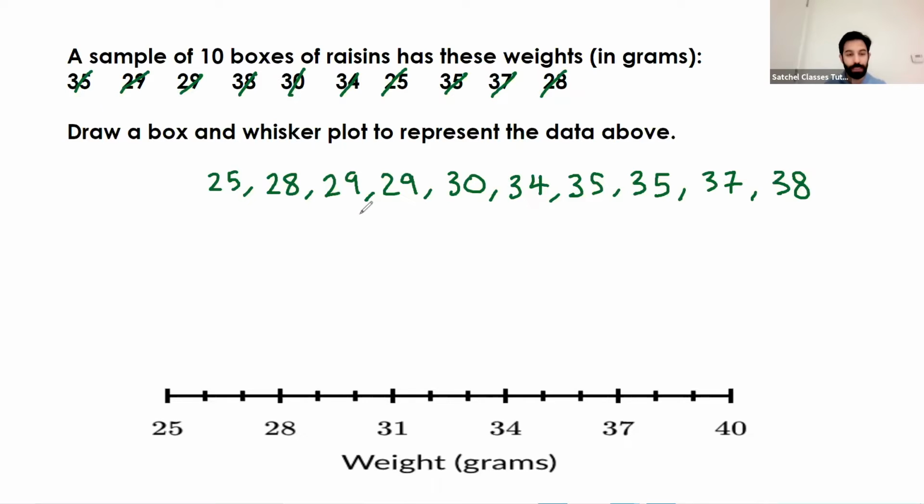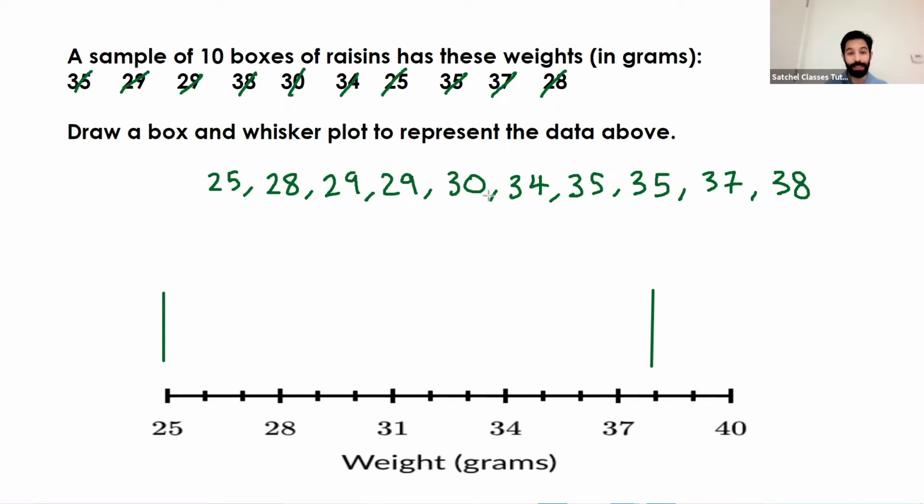Now, what do we need to find? So we need our minimum value. Our minimum value is going to be 25. So we can start drawing our box plot at 25 as our lowest value. Our highest value is 38. So that's going to be 37, 38, 39, 40. So 38 is here. Again, make sure you're using a ruler.